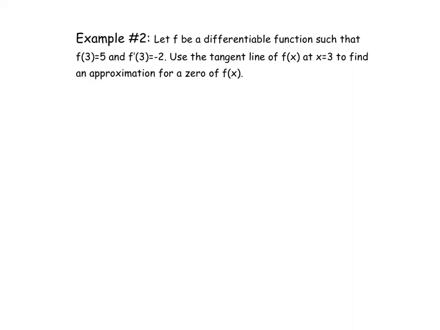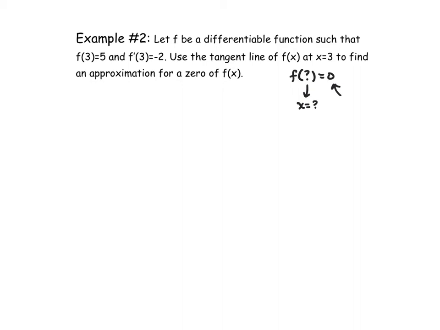All right, so here's an example. Slightly different flavor, same topic. We're going to use our linearization method in order to find an approximation for a 0 of f of x. So what is a 0 of f of x? That's a value such that the output equals 0. So I want to know an approximate now for x. Prior to this, we were finding approximates for y, or the output.